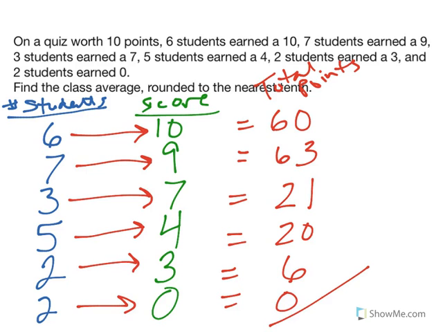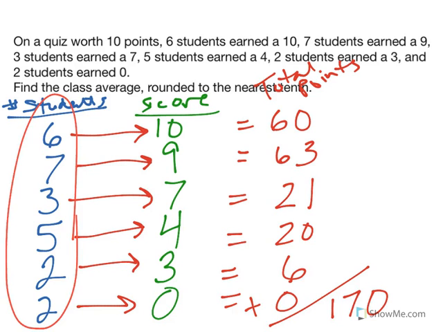So how many total points were earned on this quiz? Well, if I add all of these together, I end up with 170 total points. Okay, well, that's not the average on the quiz. The quiz is only out of 10 points. Well, 170 points were earned total, but they were earned by all of these students, right? So you've got to take your total points earned and divide it by the total number of students.